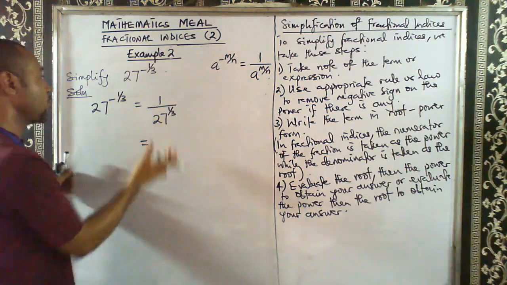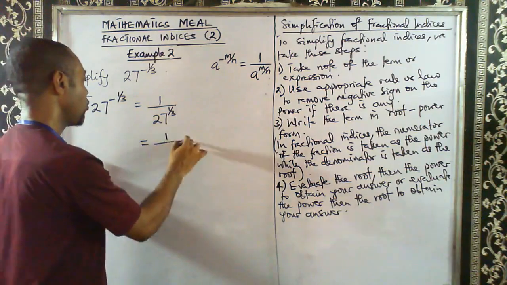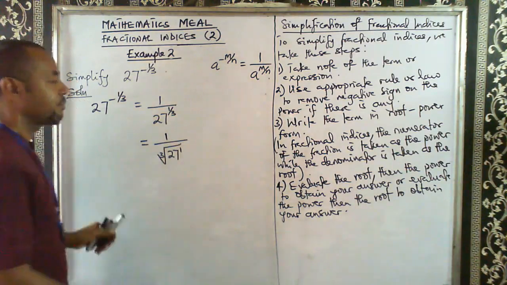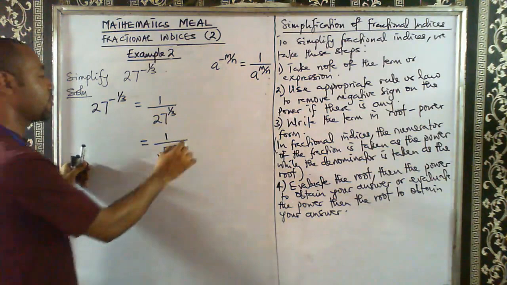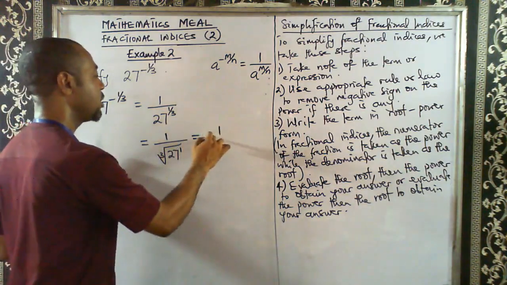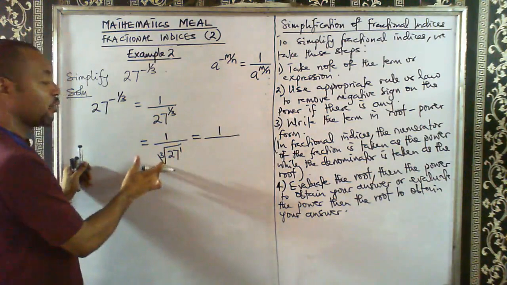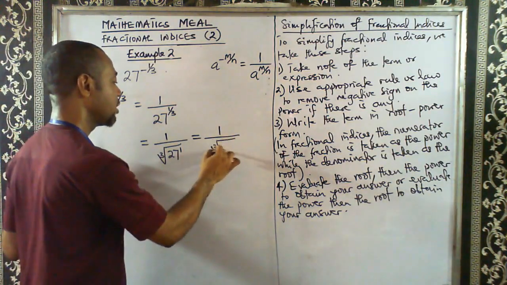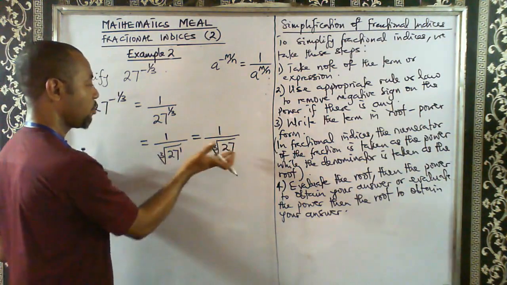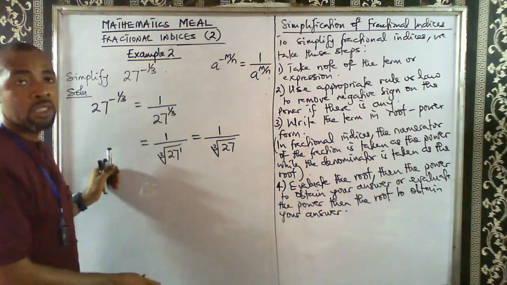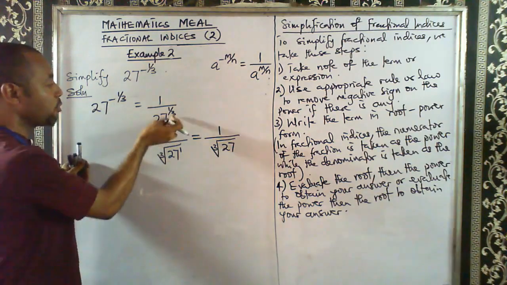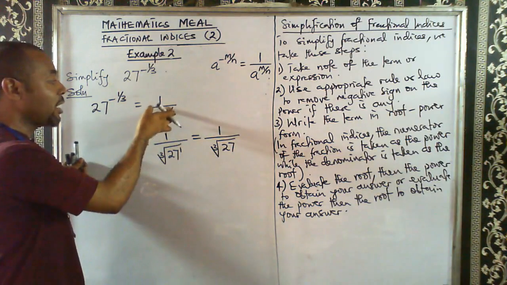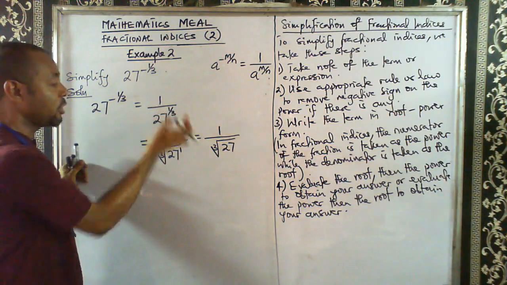Since we have done that, we write the term in root power form. This is going to be 1 over cube root of 27 raised to power 1. If we evaluate the power first before the root, 27 raised to power 1 is 27. We have not touched the root. We know why we have this cube root, because of this 3. Remember, in fractional indices, the power is the numerator, while the denominator is the root.